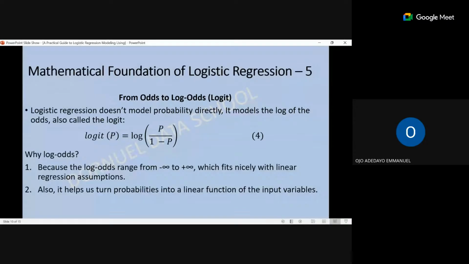Number 2, it also helps us to turn the probabilities into a linear function of the input. So once you have the probability, you can use the log to turn it into the linear function. We're going to be seeing that shortly. So equation 4 is the log odds, which we normally call the logit. The logit is very, very important.